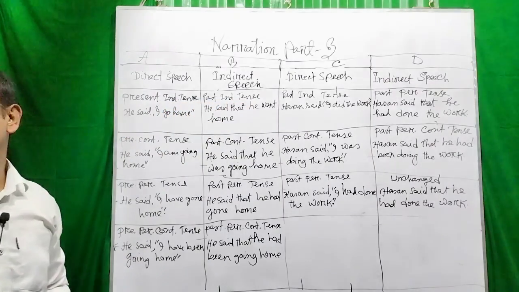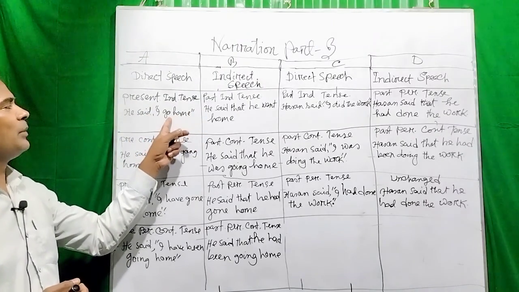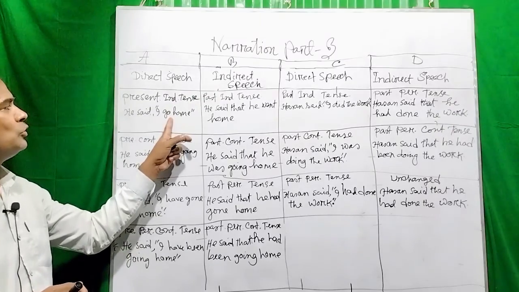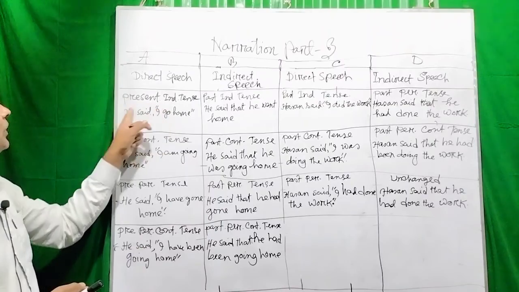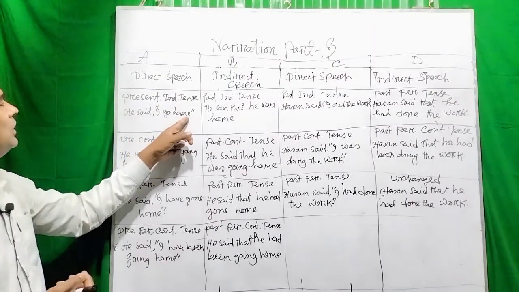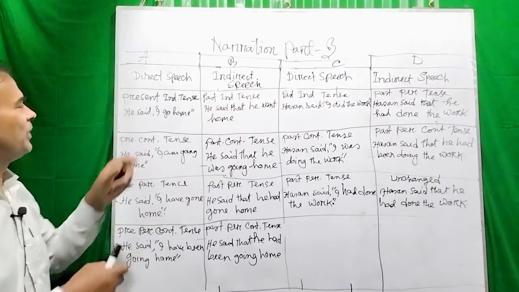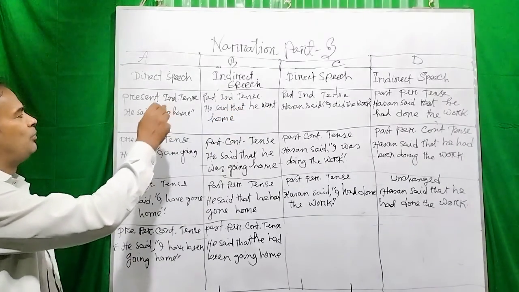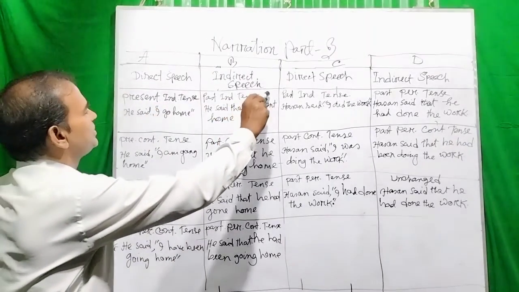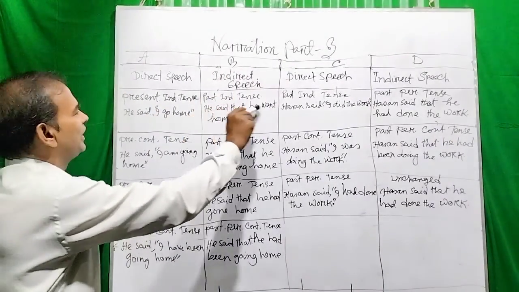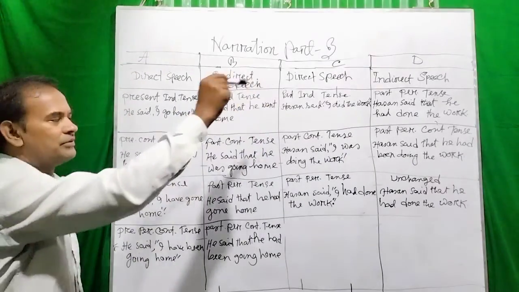As I told you before, we only change a single verb of the direct speech to make it indirect one. So "he said, I go home" has been changed into "he said that he went home." That means the present form of the verb go has been changed into went in the indirect speech. So the present indefinite tense has become the past indefinite.